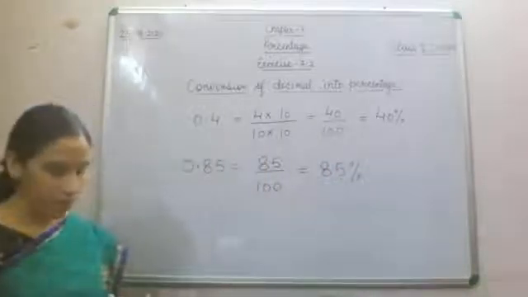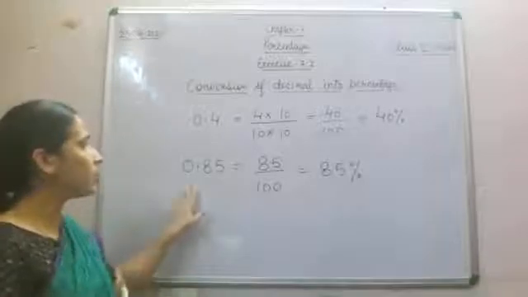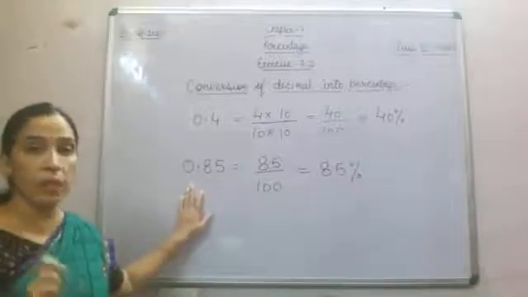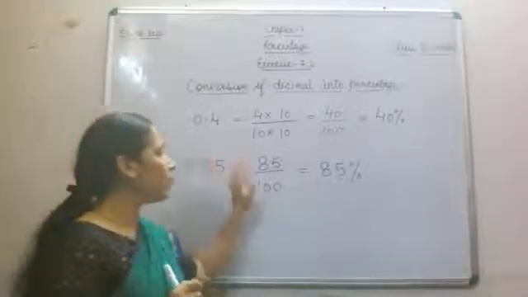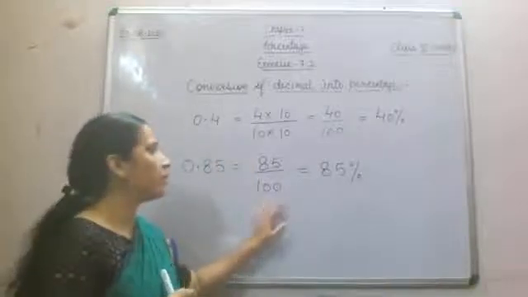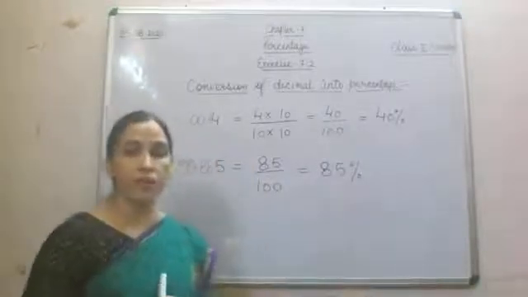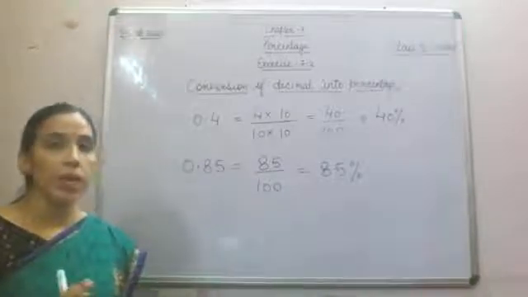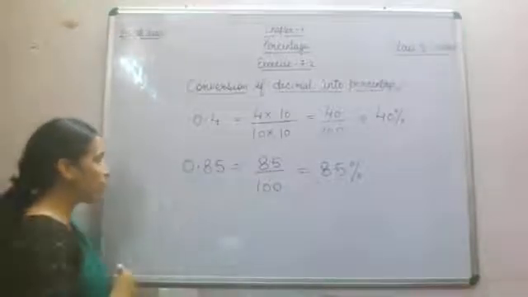Fine. Now what we have done in this: you have been given 2 decimal places. We'll simply remove the decimal point and write 100 in the denominator, which can be written as 85%. Fine. Now next, one more example.